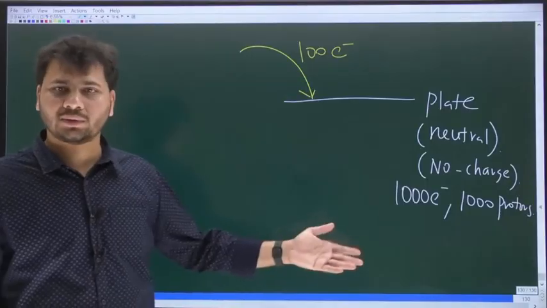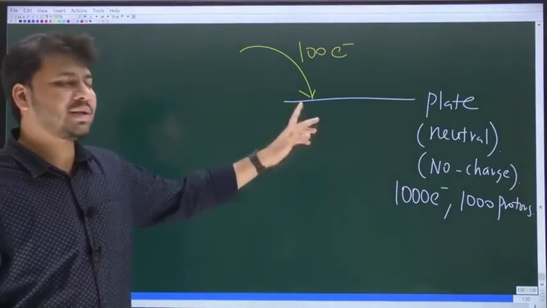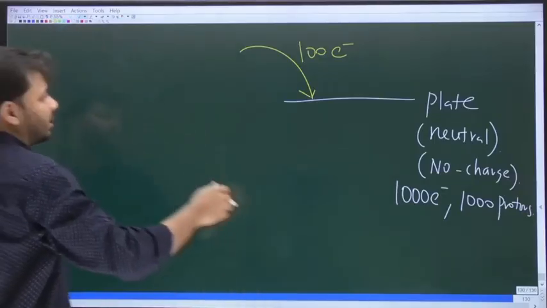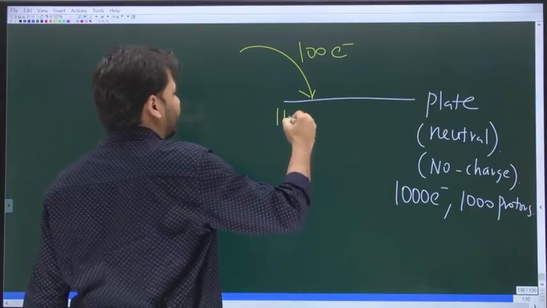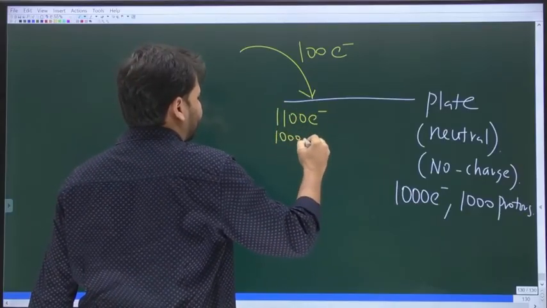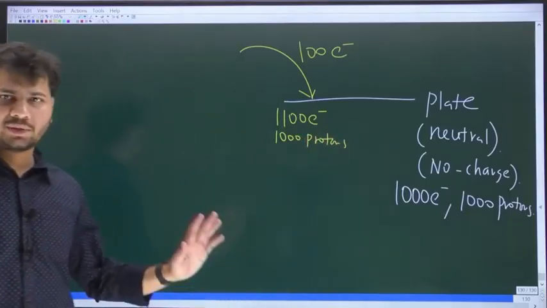What is the net charge? 0. And then you are adding 100 electrons. What is the net number of electrons after adding 100 electrons? Will it not be 1100 electrons but only 1000 protons? Is it clear up to this point?